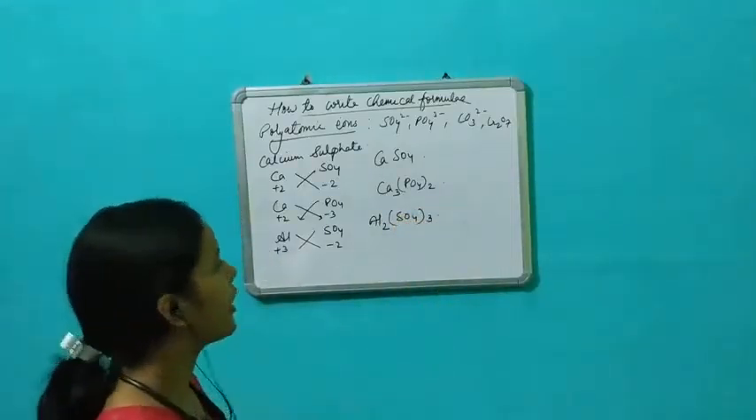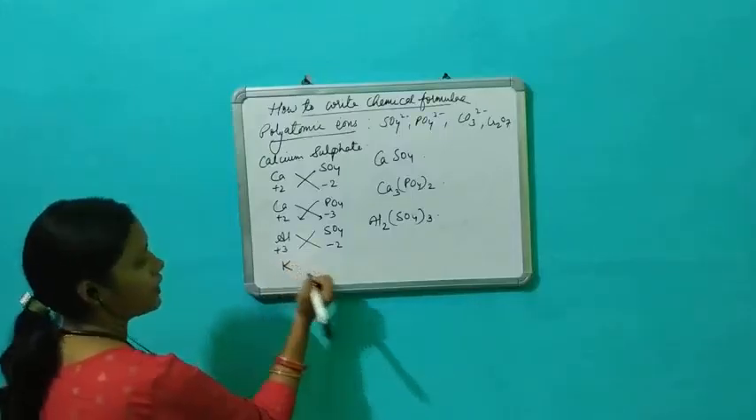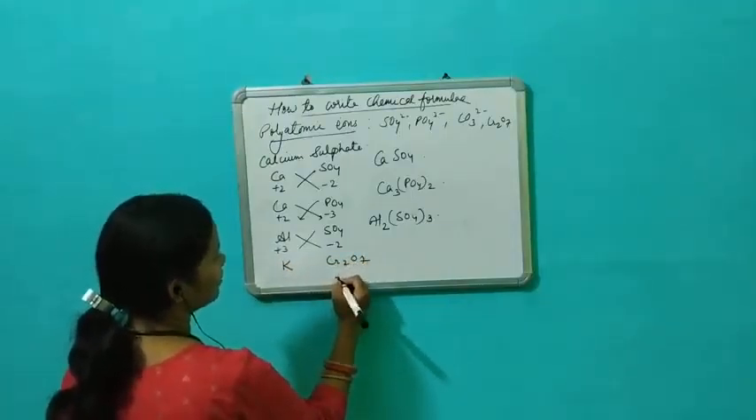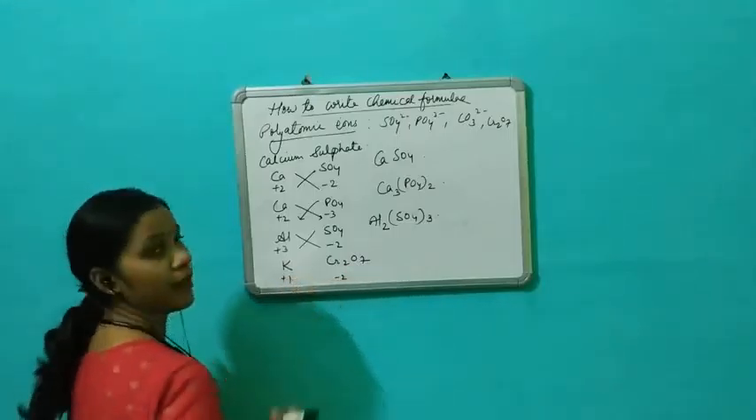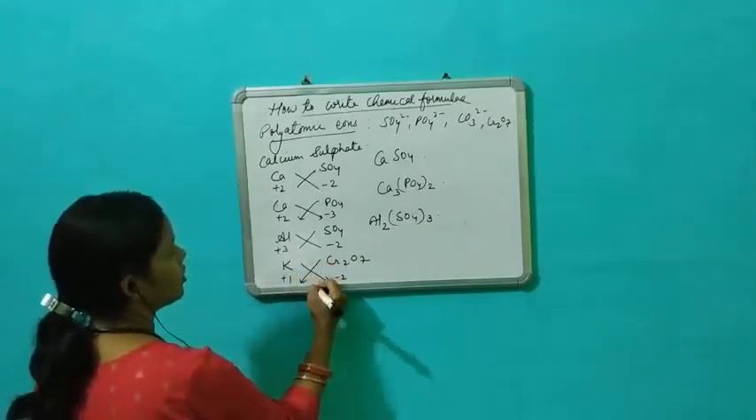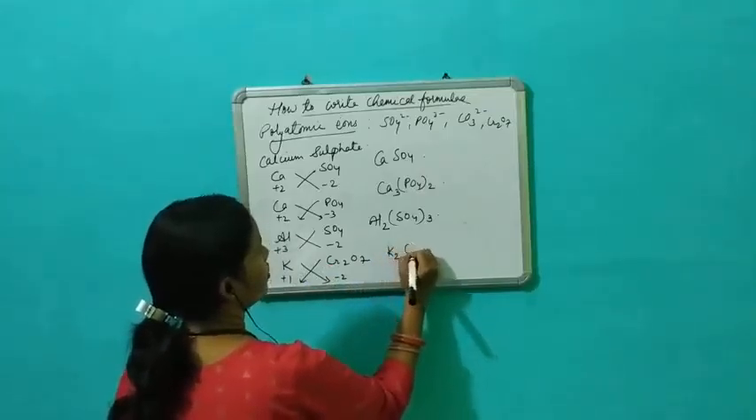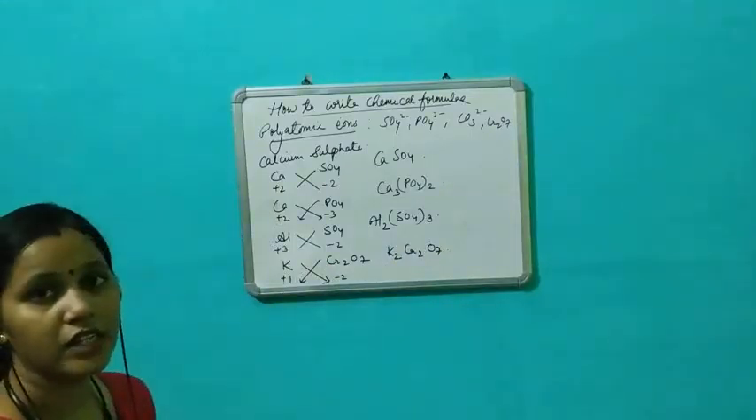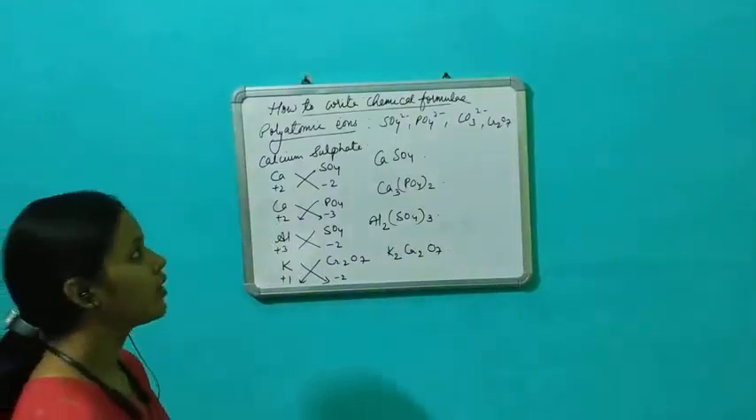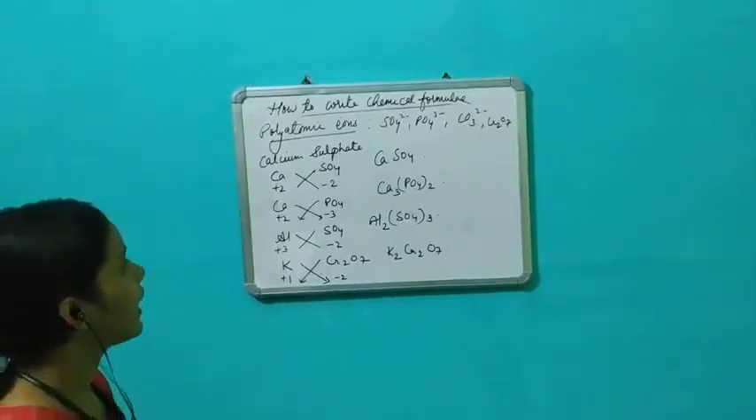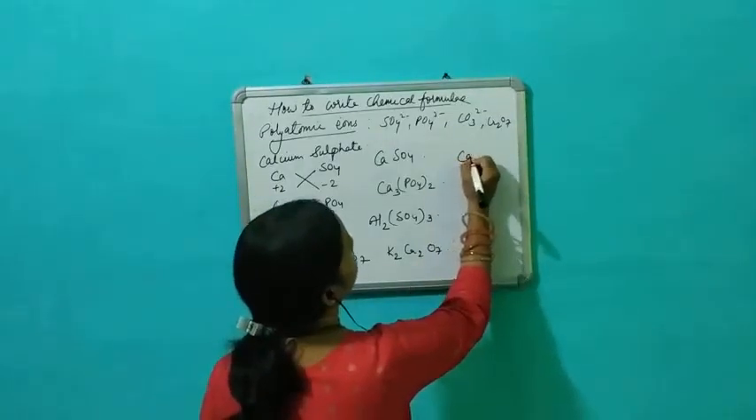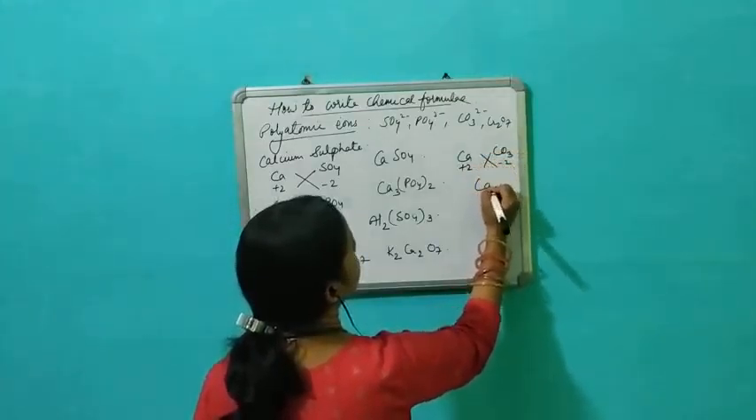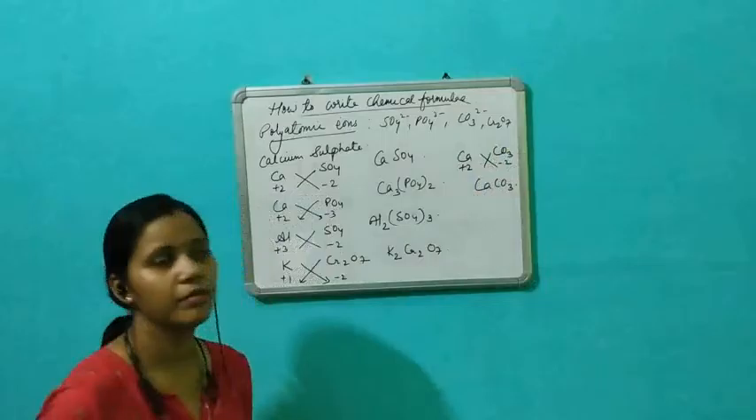We want to write potassium dichromate. So potassium is K, dichromate is Cr2O7, and this has -2, this has +1. So when we crisscross, what do we get? We get K2Cr2O7. Or if we want to write calcium carbonate, calcium is +2, carbonate is CO3 2 minus. We crisscross, we get CaCO3, calcium carbonate.